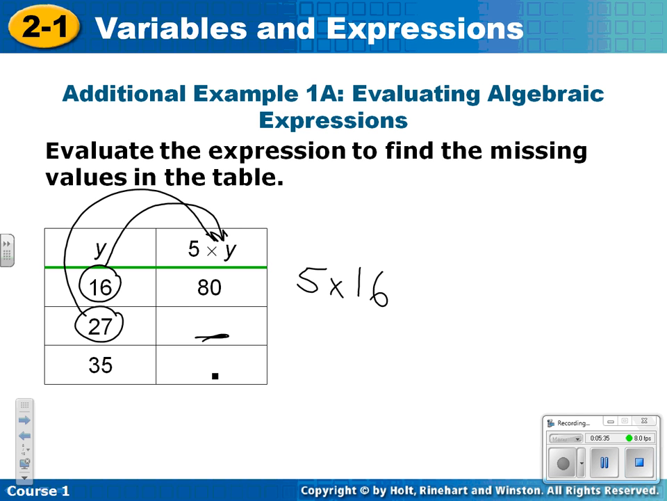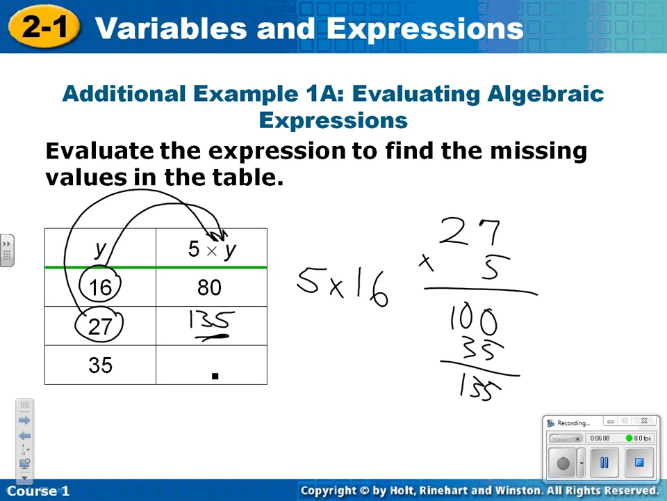So what do you think goes in that little spot? 135? I'm not sure. 27 times 5. I'm going to do distributive property. So 2 times 5 is 10. Add a 0, 100. 35. 135. Is that what you said? Okay, good.